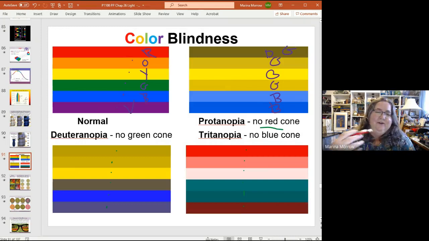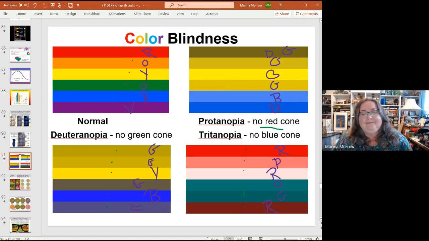Okay, now if you have no green cone, then what we've got is sort of a gray violet, a blue, a weird gray sort of color again, gray yellow, then a yellow, gold, gold. Okay. And if you have tritanopia, which is no blue cone, then it's a dark red, then some weird greeny cyan colors, then a sort of peach color, and then a strawberry color, so pink, and then red. Okay. So anyway, the thing is that, of course, more men than women are colorblind.